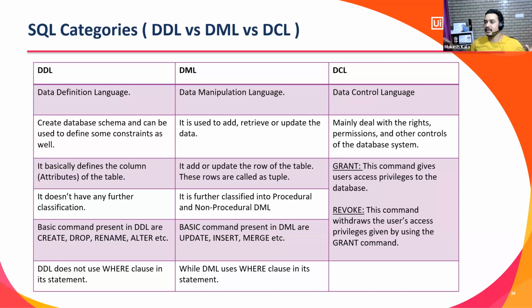DDL means data definition language, where you create, drop, rename, and alter, where you work on the structure. All the queries which work on the structure are called DDL: create, drop, rename, alter. Anything which has to do with the data inside the tables, like update, insert, merge, is called DML. Any queries which work for control, like granting access or revoking access, are called DCL, also known as data control language.